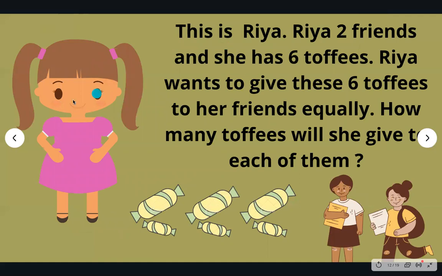Okay, so this is Ria, as you can see her on the screen. Ria has 2 friends. You can see her 2 friends on the screen as well. And she has 6 toffees. 1, 2, 3, 4, 5, 6. Ria wants to give these 6 toffees to her friends equally. How many toffees will she give to each of them? We have to find out how many toffees she can divide between her 2 friends equally.